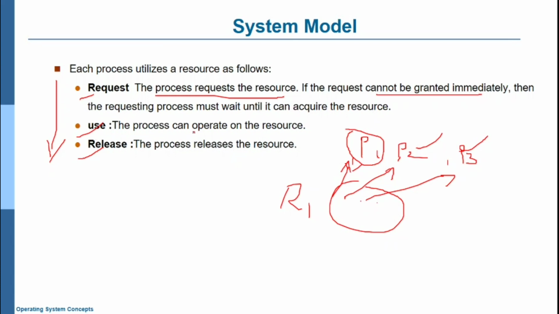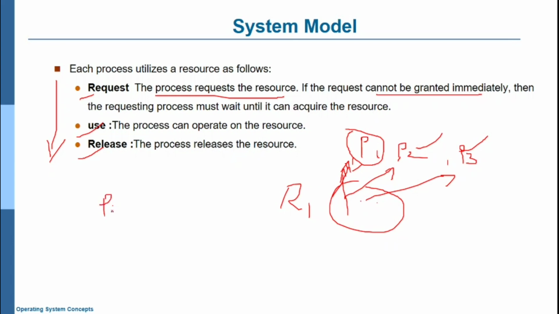Use, the process can operate on the resources. Whenever the resources are allocated to the process, whatever the process requires to complete its task, it has to make use of those resources to complete its task.